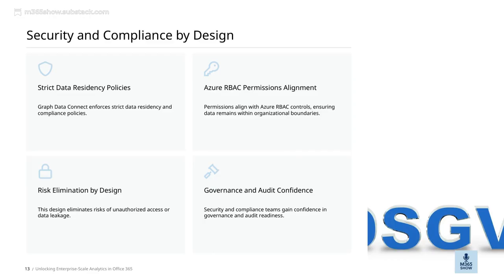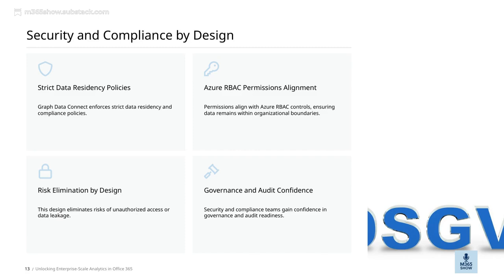Next, the key idea here is risk elimination by design. When we build these systems properly, we remove the risks associated with unauthorized access or potential data leakage. It's about proactively addressing vulnerabilities before they become issues. Moving on, permissions are aligned with Azure RBAC controls. This is crucial because it ensures that data stays within organizational boundaries, maintaining control over who can access what. It's a way of enforcing strict access policies and avoiding accidental exposure.